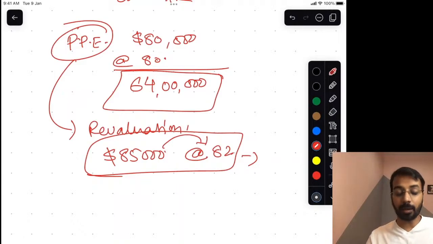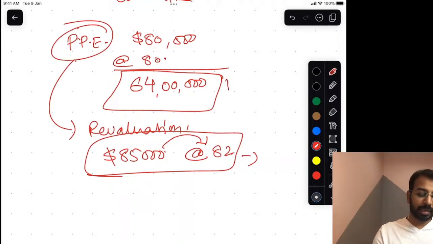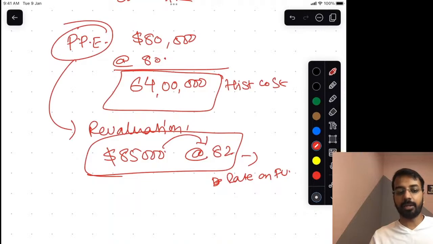So if it is a monetary item, every balance sheet date you will take the closing rate and you will convert them. If it is a non-monetary item, you will take historical cost only, or if it is a fair value item, you will take the rate on the fair valuation date. So on whichever date you did the fair valuation, of that date you will take the rate. Right? Any questions so far?